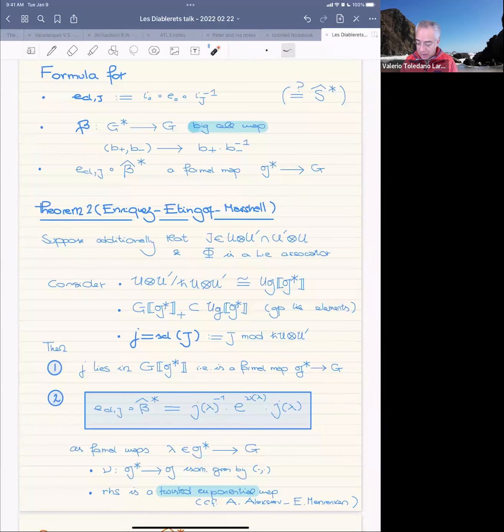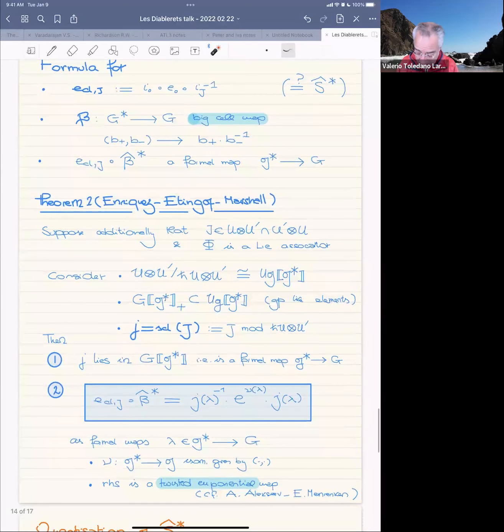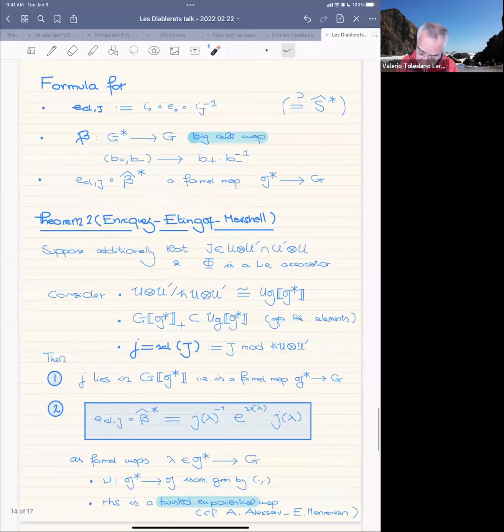And what is this formal map given by? I first take an exponential, and before taking the exponential, I go from G star to G using the inner product. Then I take this exponential, and then I conjugate it by the inverse of J of lambda. So this is a twisted exponential map, and Alekseev and Meinrenken made extensive use of these twisted exponential maps to linearize coboundary Lie groups.